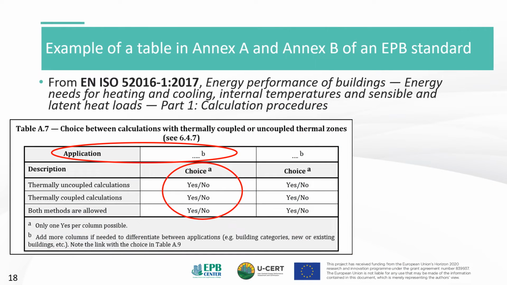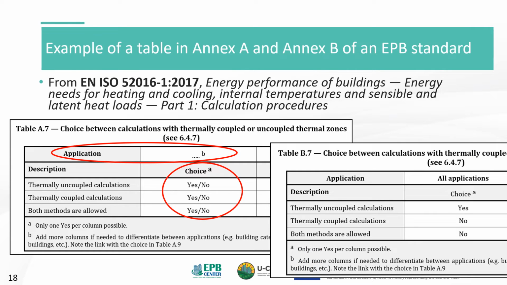Just to give you an example of such a table in Annex A and Annex B of an EPB standard from EN-ISO 52016 Part 1, you find a table on the choice for the calculation between doing a calculation with thermal zones which are thermally uncoupled, so thermally separated, or thermally coupled. This is what you can adopt as a national method, one of these choices, or you can say for our country, both methods are allowed.